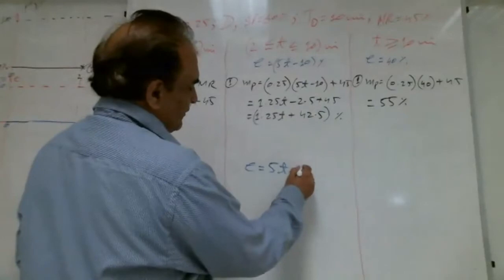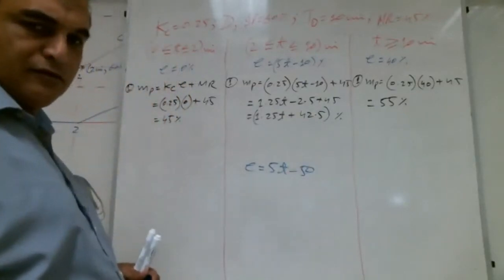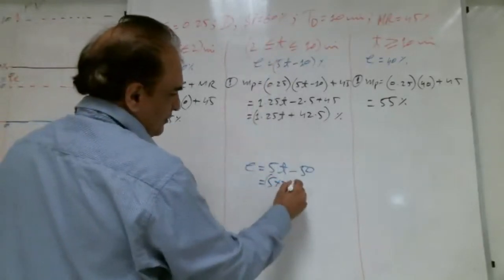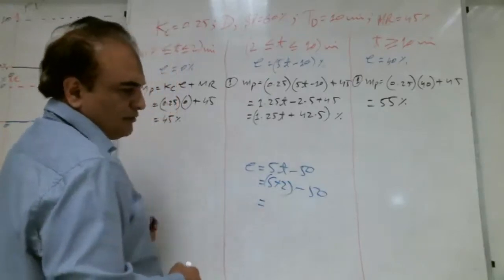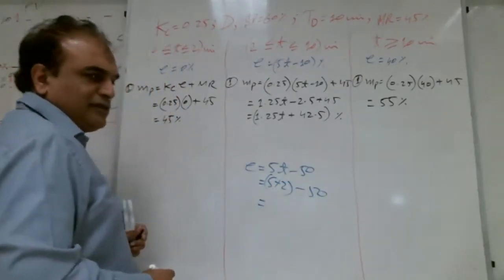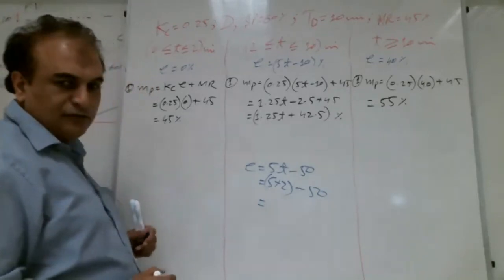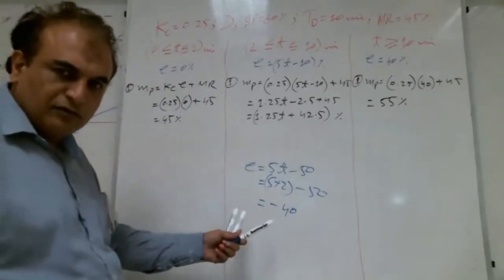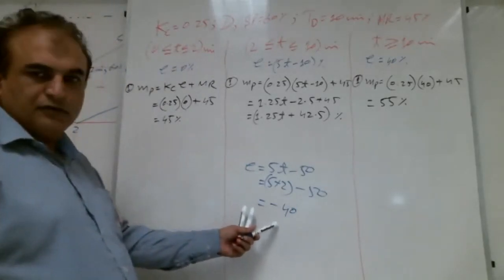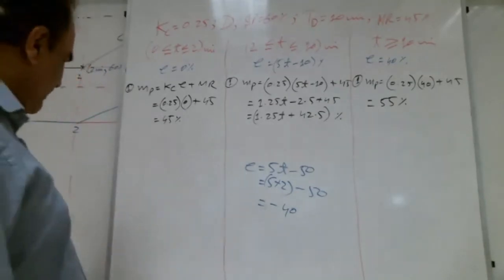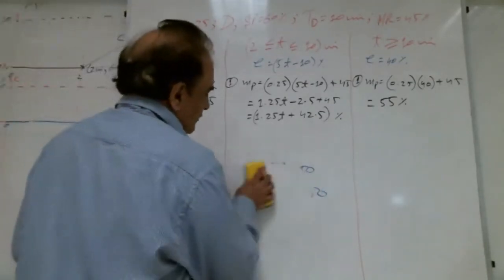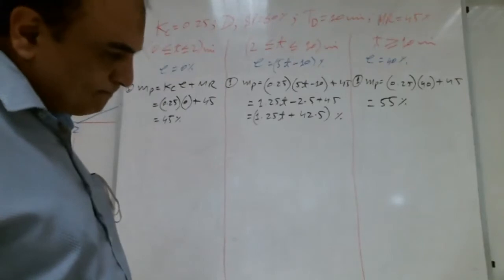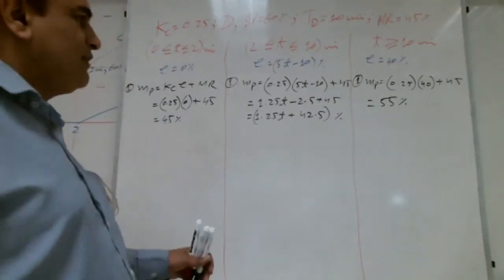5t minus 50, right? Yes. So put t, what is t? t is 2. So put 2 here. Minus 50, how much? Minus 40. What do we want? We want 0. It means this equation is not good, right? Brother, you get the point? How to check it? Yes, teacher, I get it. Okay, that's good.